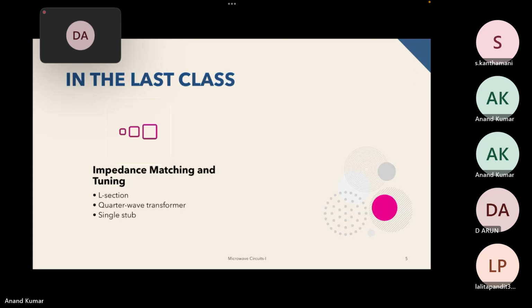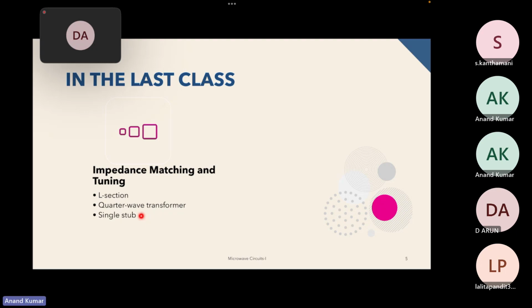In the last class, we did the L section for impedance matching, that is, using lumped elements. Then we discussed the quarter wave transformer that we had already discussed in some earlier classes. We also looked at the Smith chart technique for the L section and quarter wave transformer, and then we discussed the single stub matching example and the method. We did this using the Smith chart.